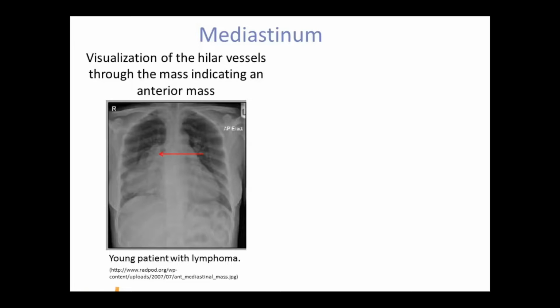Certain clues are important to remember in order to localize a mediastinal mass to one of these three sections. Posterior deviation of the trachea, obliterated costophrenic angles, effacement of the ascending aorta, and visualization of the hilar vessels through the mass, such as in our patient, are indicative of an anterior mediastinal mass.